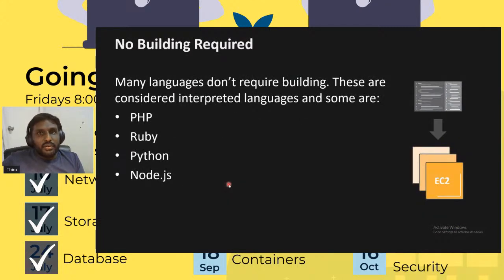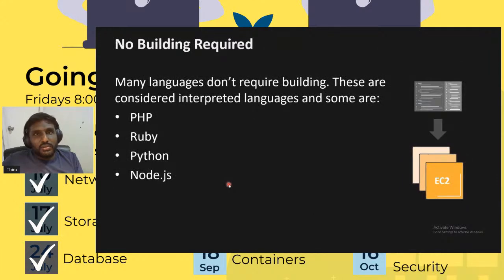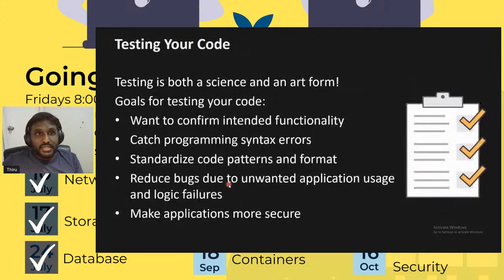But there are languages that don't need compiling, and these are interpreted languages like Node.js, Python, and so on. There are obviously reasons why we use different languages. I don't need to go into that, but when we want to run the code, we still need to package them. So that's essentially what CodeBuild is doing.